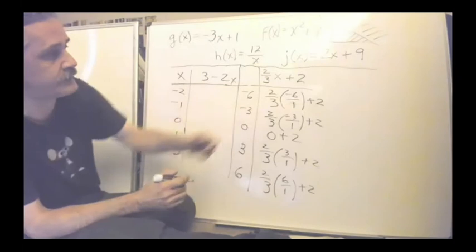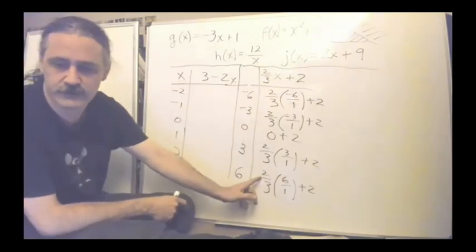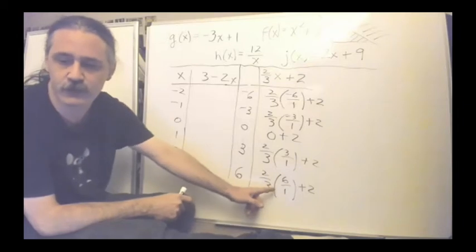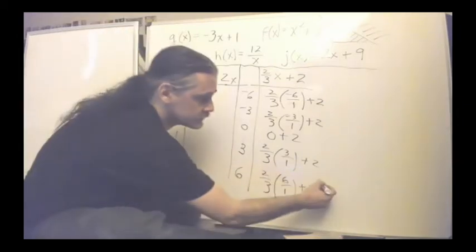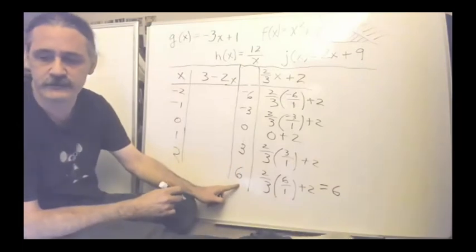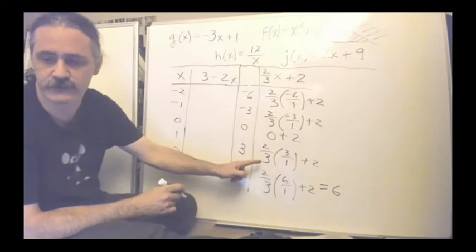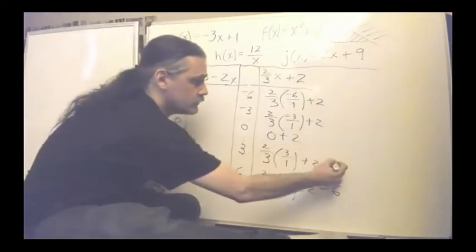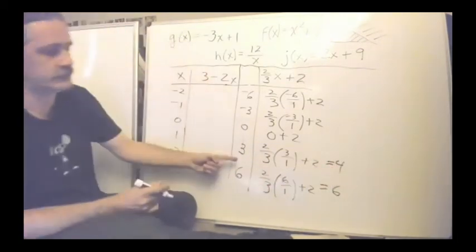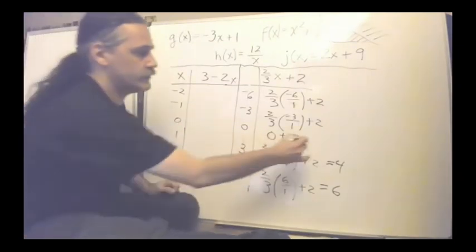Okay, so then when we finish this, we're going to get our y's. I'll start at the bottom. So this is going to become 12 divided by 3, which is 4. 4 plus 2 is 6. So when x is 6, y is 6. This becomes 2 times 3, which is 6. 6 divided by 3 is 2. 2 plus 2 is 4. So this is going to be (3, 4). And then we already know this is 2.